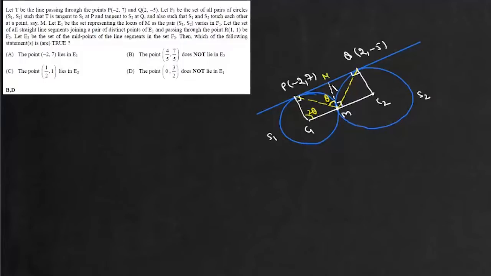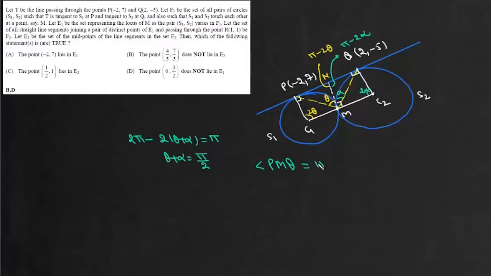And this angle here will be pi minus 2 theta. In the same way, if this is alpha, then here it will be 2 alpha. This angle will be pi minus 2 alpha. Now the sum of these 2 angles is pi, so we can write 2 pi minus 2 times theta plus alpha is equal to pi, or theta plus alpha is equal to pi by 2. That means this angle PMQ is always 90 degrees.